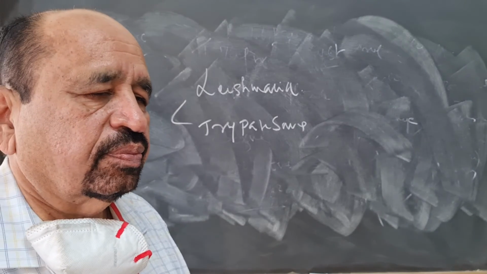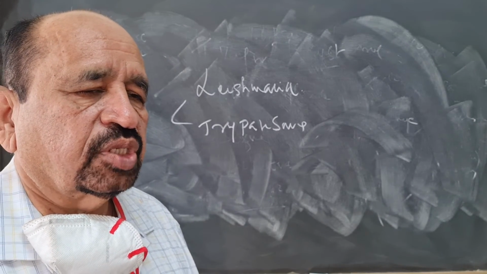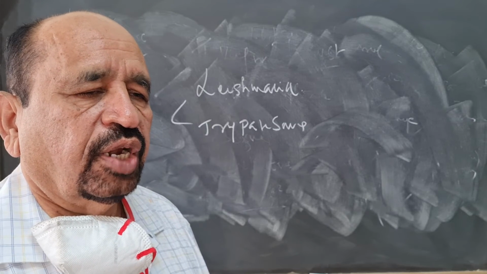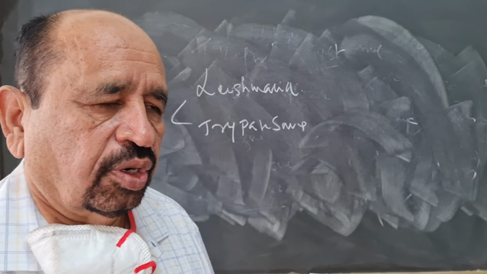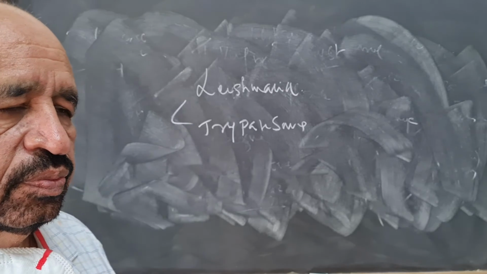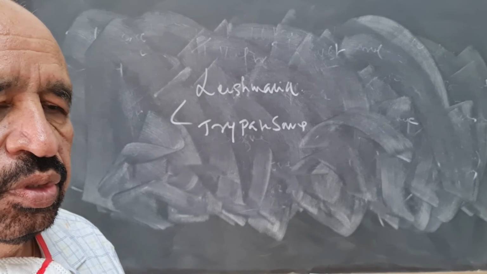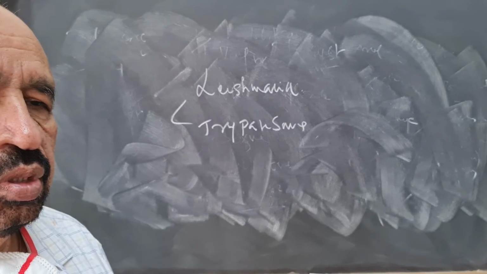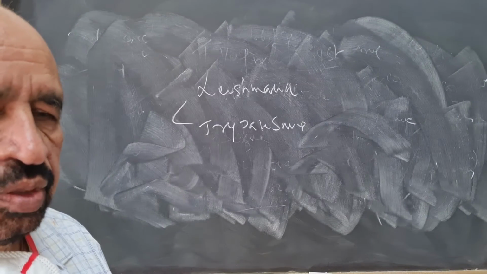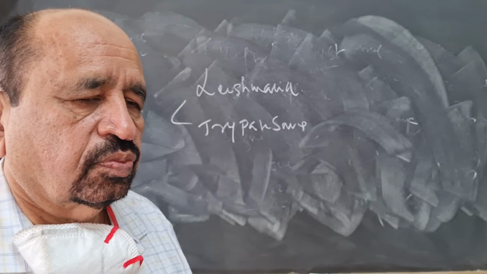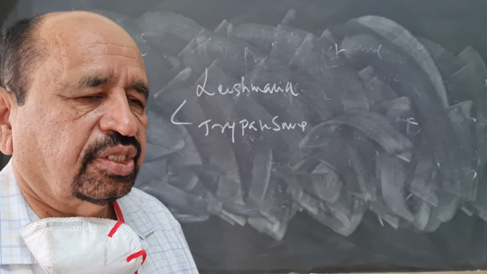Entamoeba histolytica: man gets infected by consumption of food and water contaminated with cysts of Entamoeba histolytica, which gives rise to amoebic dysentery.